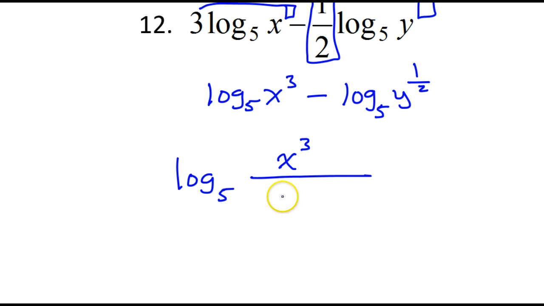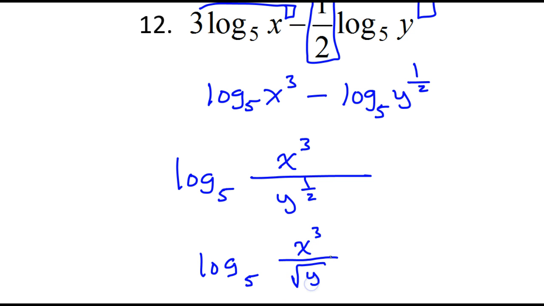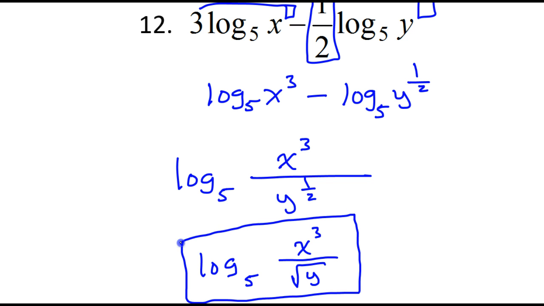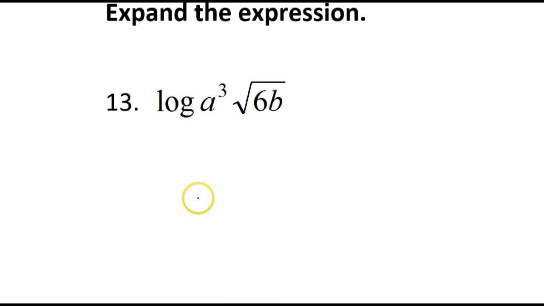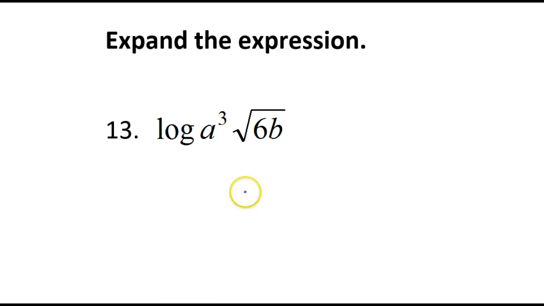So x to the third power. Now down here I'll have y to the 1/2 power. But you shouldn't leave it like this either. When you're condensing, don't leave it as a fractional power. Go ahead and remember that 1/2 power is the same thing as square root. So what you really want to have is x to the third power over the square root of y. All right, if you want full credit, you're going to want to do this.